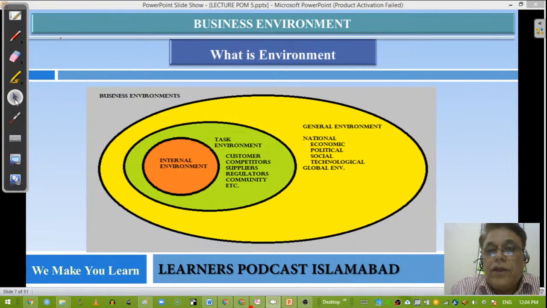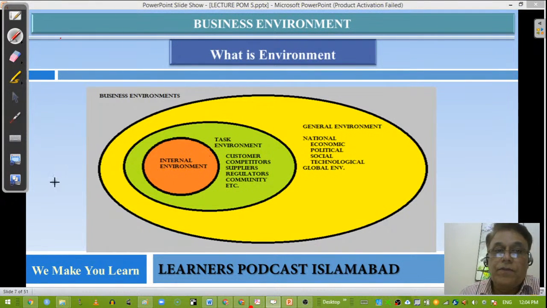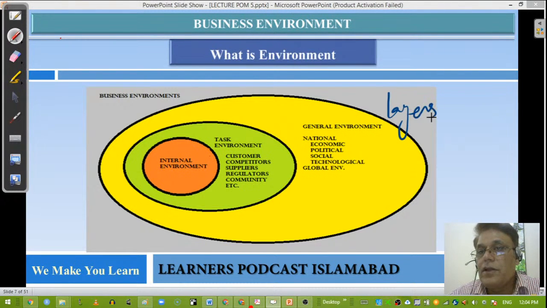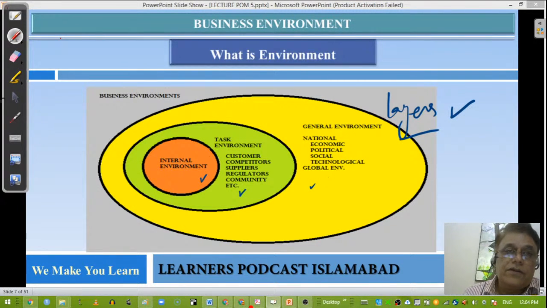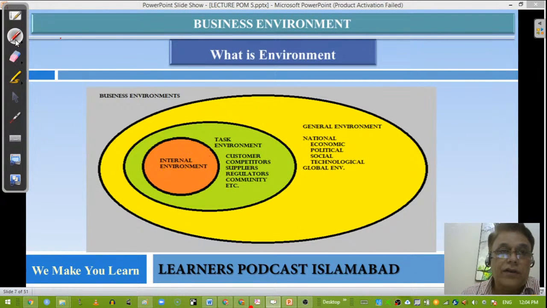So we also say, sometimes a few writers also say this, if you see this picture, the layers of the environment. They say the layers of environments. So these are different terms that you should be familiar with. This is the internal layer, this is the task layer, and this is the general layer. So if you find the word layer somewhere, do not be confused.